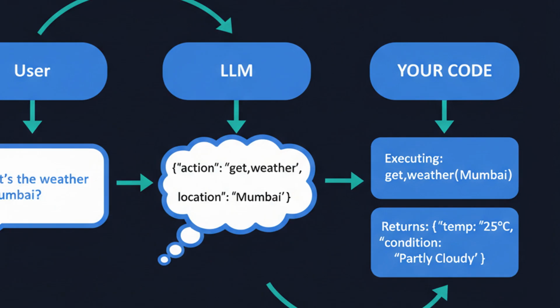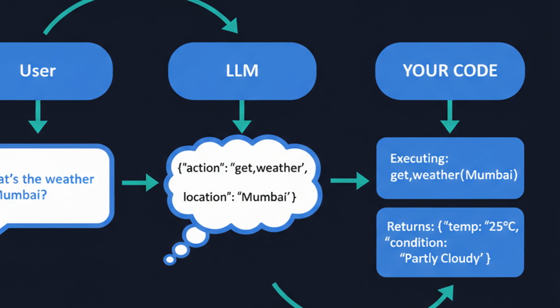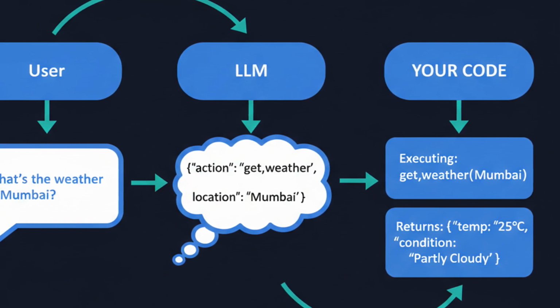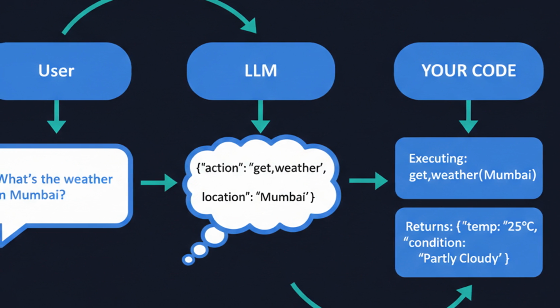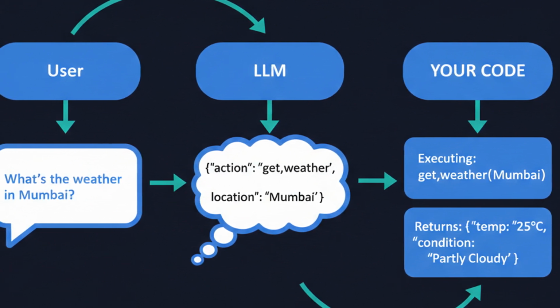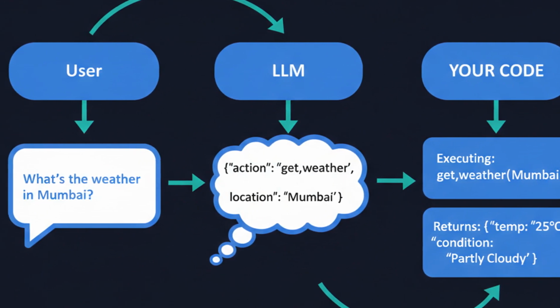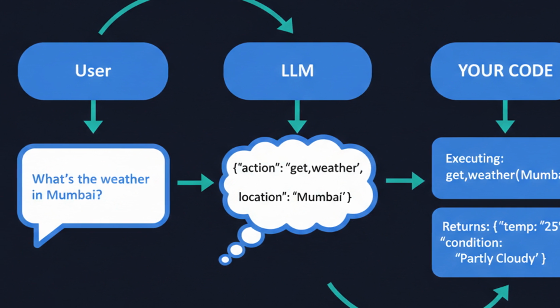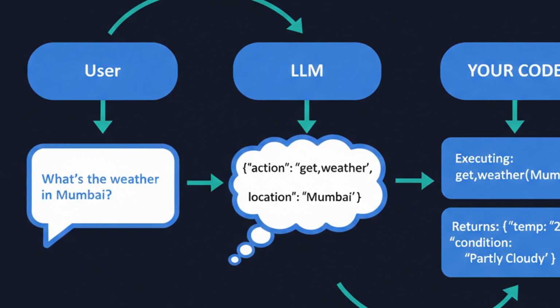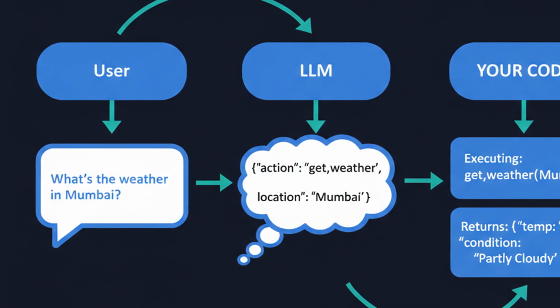Function calling, sometimes called tool use, is a structured way for an LLM to say, I want to invoke this specific function with these specific arguments. The model doesn't execute anything itself. It outputs a JSON object describing what it wants to call, and your code handles the actual execution. Think of it as the AI writing a very precise sticky note. Please run get weather with location equals Mumbai. Then handing it to you to actually make the API call.